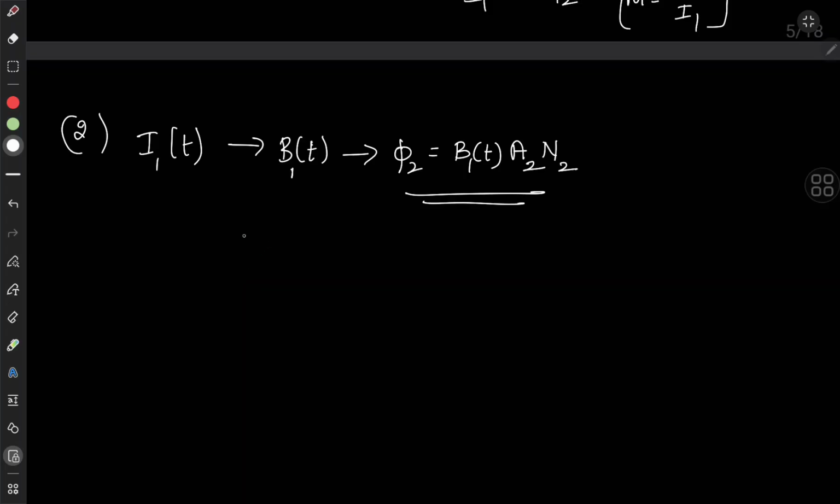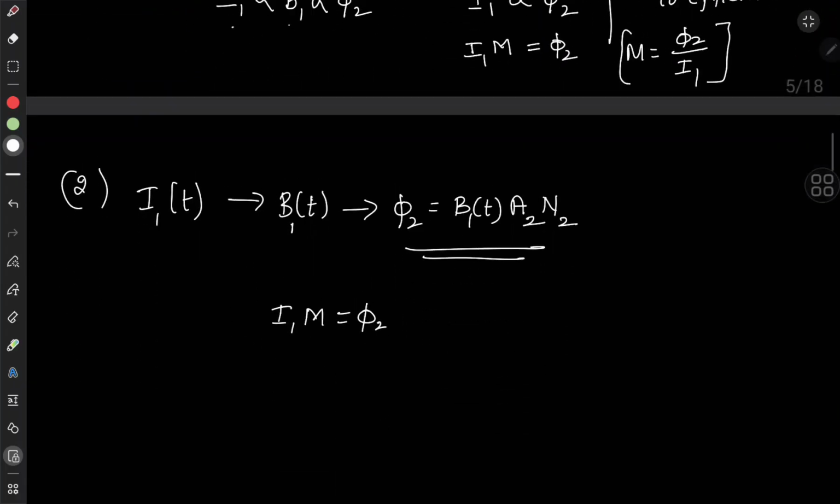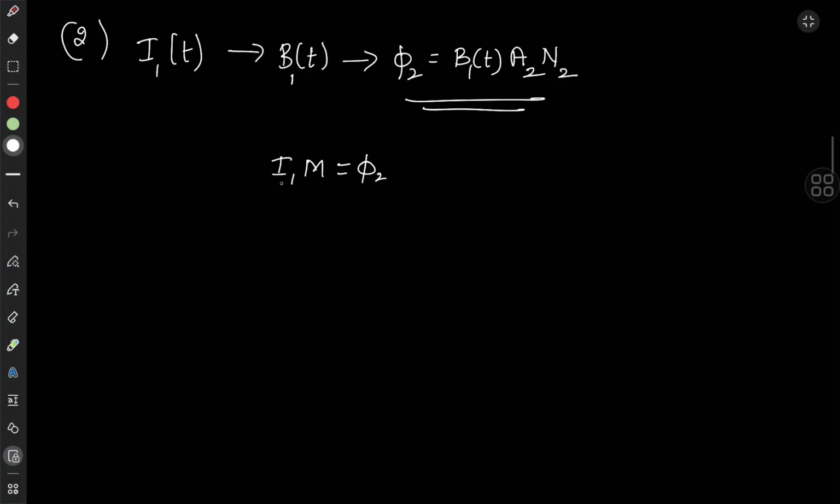Okay, so now this you have to know. Now in the form of an equation, M I1 is equal to phi2. Sorry, this is going to be phi2, the flux linked with the second coil. Now what we will do, we will differentiate this first. So if we differentiate this, M dI1 divided by dt is equal to d phi2 divided by dt.